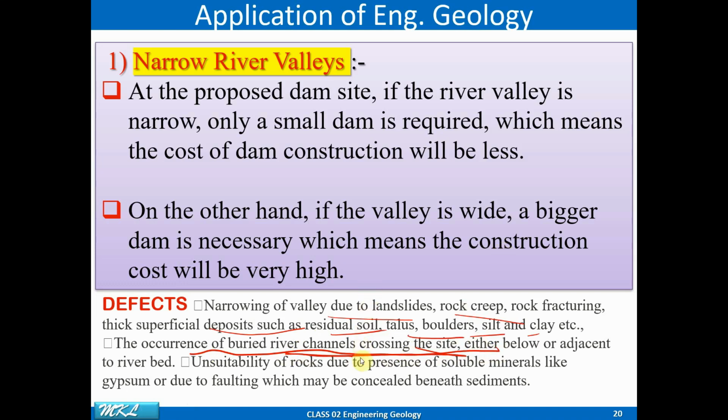And एक जो प्रेशर की बात बोला कि the unsuitability of rocks due to the presence of soluble minerals like gypsum or due to faulting which may be concealed beneath the sediments. तो प्रेशर भी हाई हो सकता है. अनसुटेबिलिटी ऑफ द रॉक, जो ऐसा अगर वैली रहेगा और उसमें अगर ये रॉक टाइप अनसुटेबल रहेगा और द बेड रॉक अनसुटेबल रहेगा, देन यू विल नॉट गो फॉर डैम कंस्ट्रक्शन.